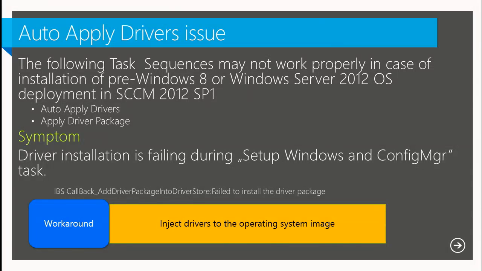And everybody tried to use the SCCM 2012 with the Gen 7 servers? You are lucky if you haven't tried. Because if you are trying to install not the Windows Server 2012 operating system, but 2008 R2 or earlier operating system versions using the WinPE environment, in every case, if you are using the auto-apply drivers or apply driver package task sequence step during the installation of the operating system, it will fail and the operating system won't be installed, because there is an issue in the SCCM 2012 configuration that the driver installation will fail.